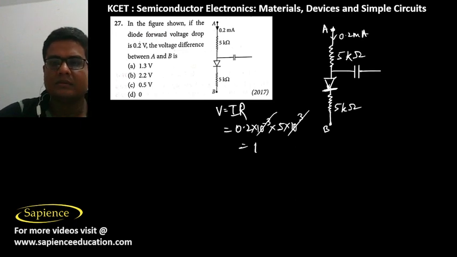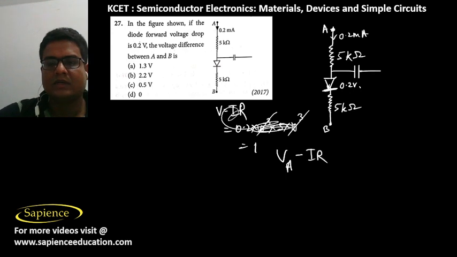So here the diode forward voltage drop is 0.2. So it means that this is VA minus IR, R is this, then minus 0.2 minus IR, that is equal to VB.